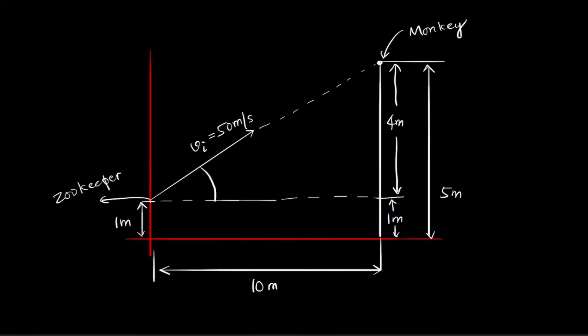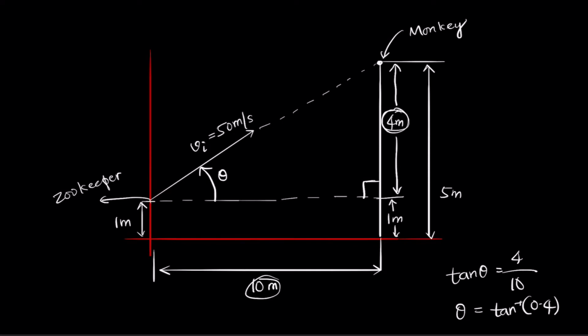First thing that we need to know is this angle right here, this angle theta. So we have the right angle triangle here. Notice that this is 90 degrees. So this is 4 meters and this is 10 meters. So from this we can write tan theta, which is opposite side, 4 meters, divided by the adjacent side, 10 meters. So theta becomes tan inverse of 0.4. So use your calculator and calculate tan inverse of 0.4. That value becomes 21.8 degrees. So this angle right here is 21.8 degrees.